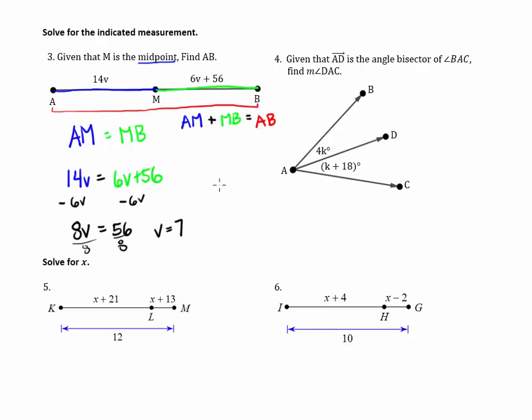Now we're not done. That's not what we were trying to figure out. It's helpful, but it's not what we were trying to achieve here. So we know that V is equal to 7. Well, AM is equal to 14V. So if we substitute 7 in for V here, 14 times 7, let me do this in a different color. So we got AM is equal to 14V. So the distance from A to M is 14 times 7. 14 times 7 is equal to 98. So the distance from A to M is 98.